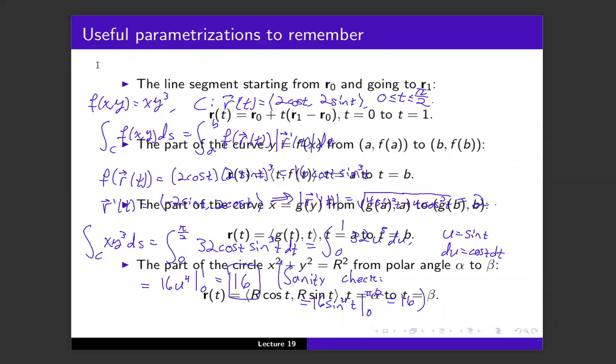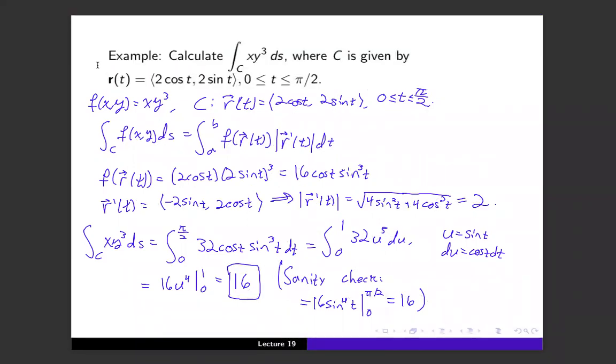Why is the integration 1/2 u to the 4th and not 1/4? Oh, I made a mistake. Thank you for catching this. I made an error in my calculation here. So this should not be 16. This should be 8, 8 u to the 4th. This is 8, not 16. I thought that seemed a little bit funny at first. Thank you for catching that.